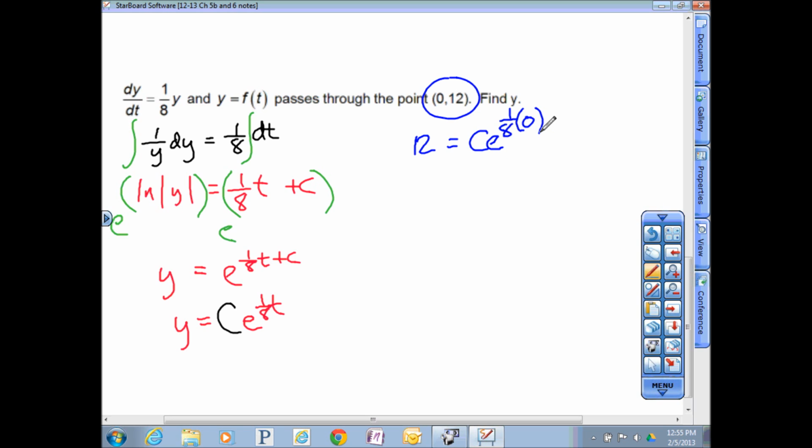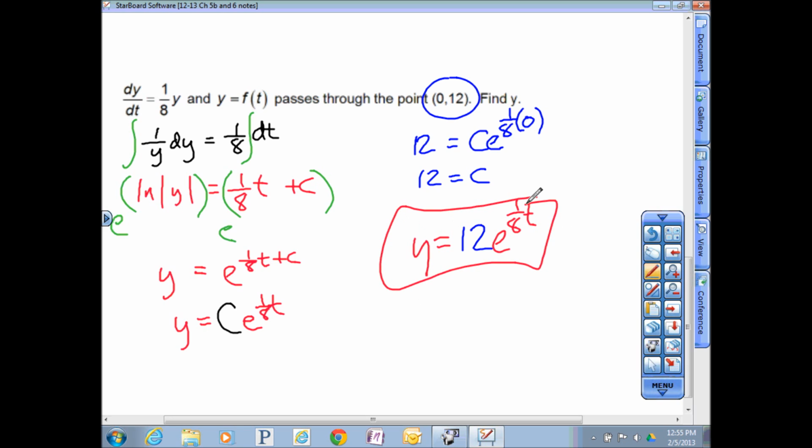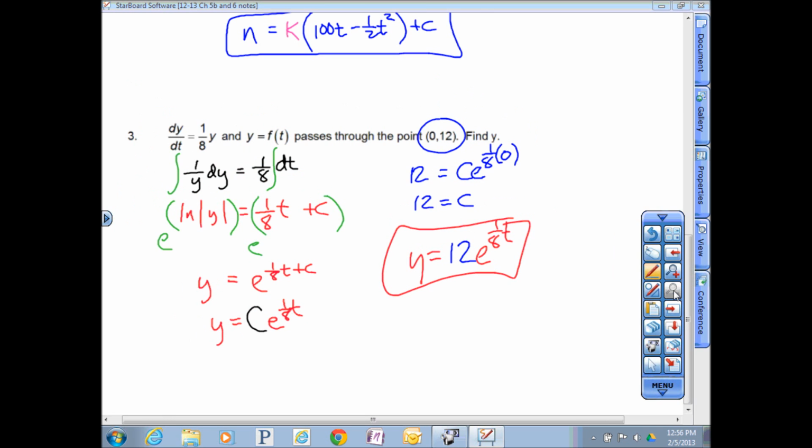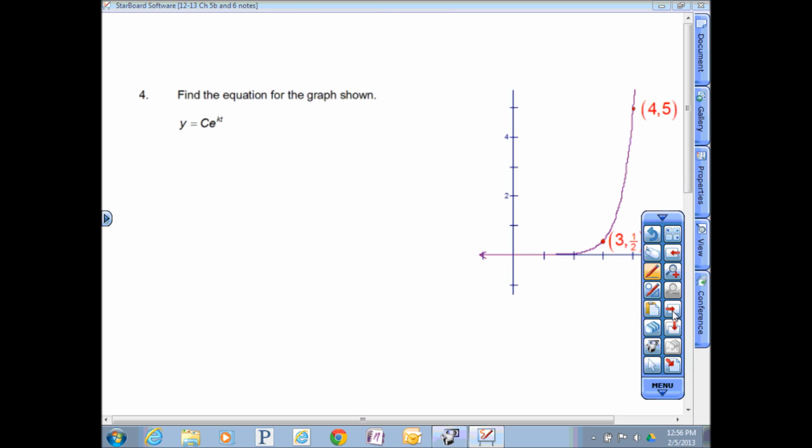So what I really have is that c is going to end up being 12, and my differential equation, y is equal to that blue 12, e to the 1/8 t power. And that is my specific solution to the differential equation, because we found out what c is. So some differential equation work. We found our way through that. Let's go look at this one on the next page.